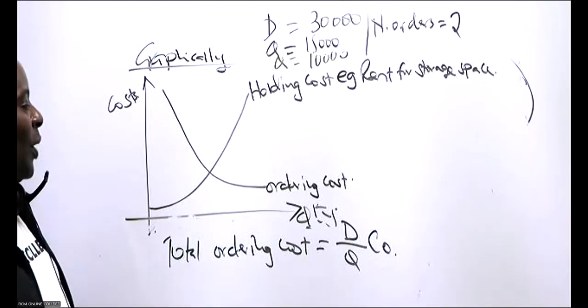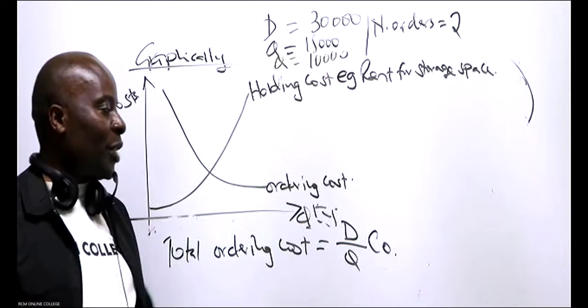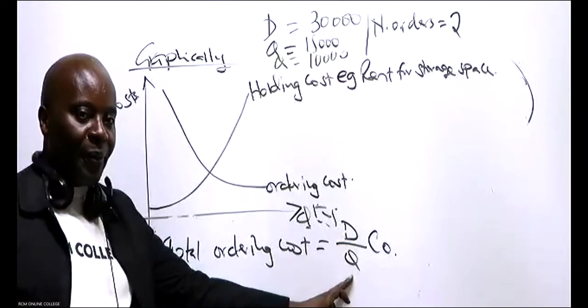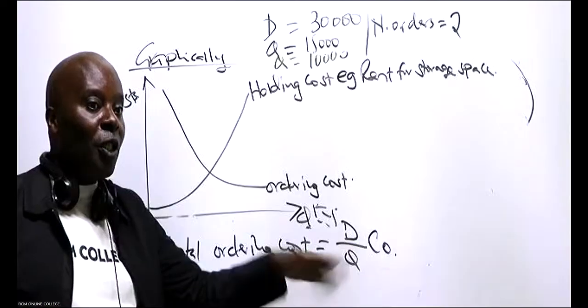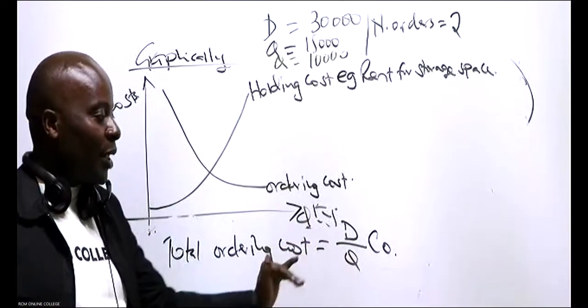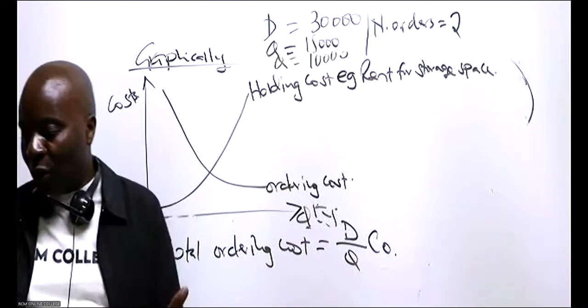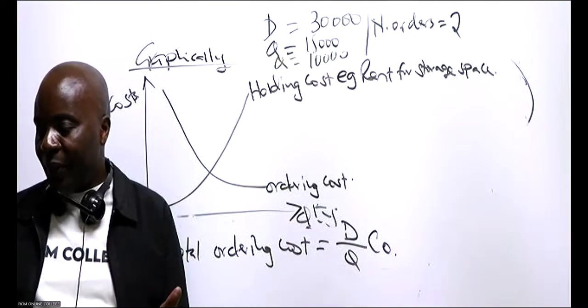So anytime they want us to get total ordering cost, we shall take number of orders times CO, where CO stands for cost per order. So write there that CO stands for cost per order.